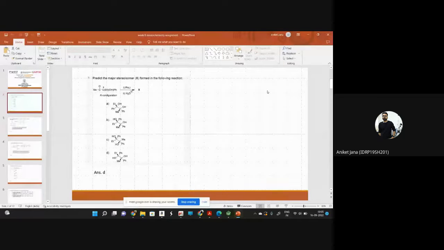Okay, so let's start with the first question. Here it is saying that predict the major stereoisomer formed in the following reaction. Before starting with this question, let us talk about some rules. Let's first start our discussion with Cram's rule.